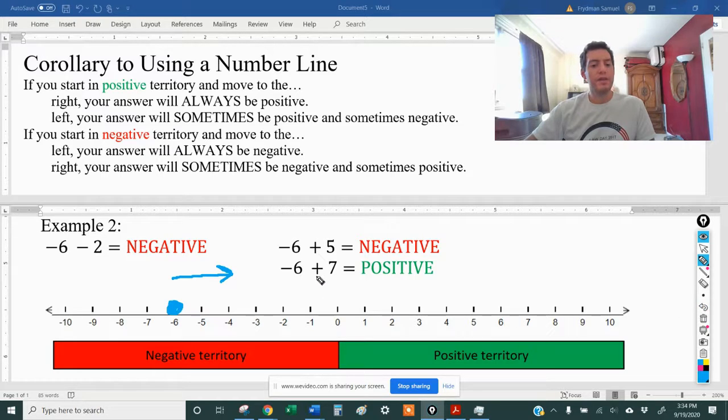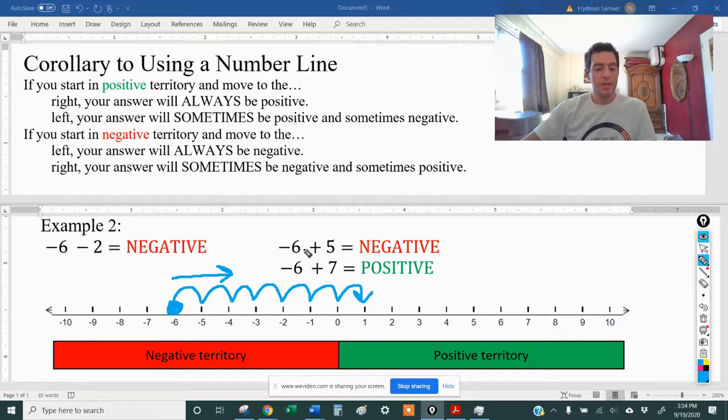But what if we had moved a greater distance? So for example, what if we go to the right 7 spaces? So starting at -6, I'll move to the right 7 spaces. 1, 2, 3, 4, 5, 6, 7. This time I ended up in positive territory. I ended up at +1.